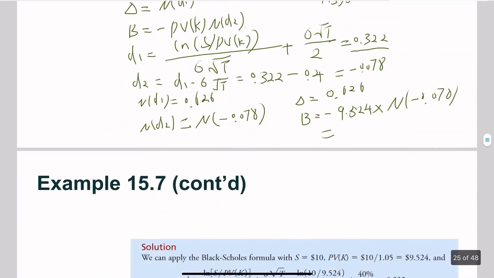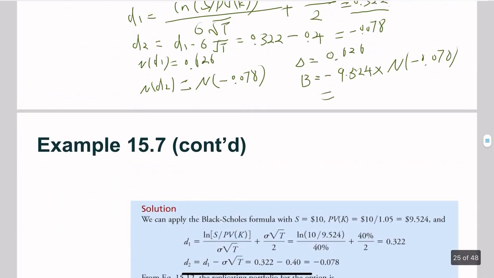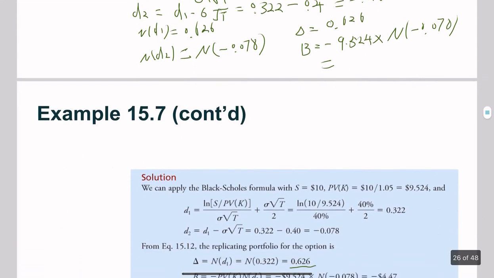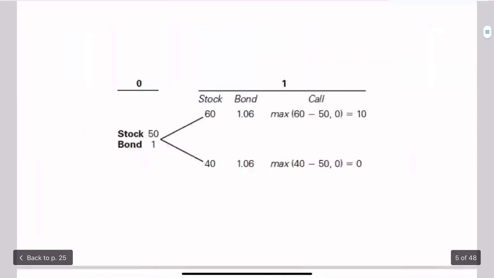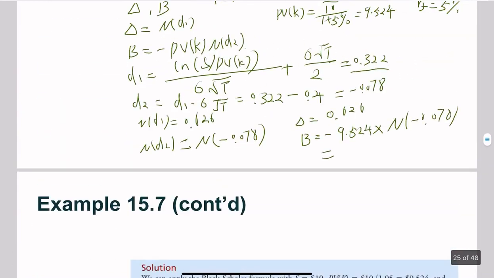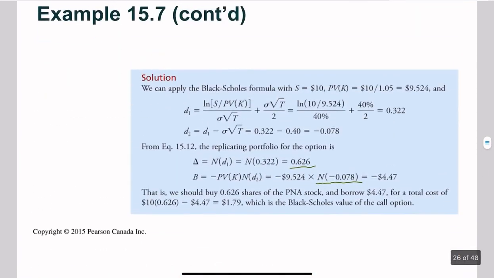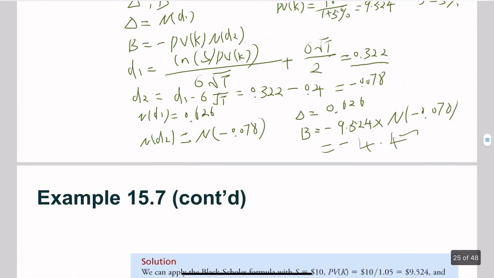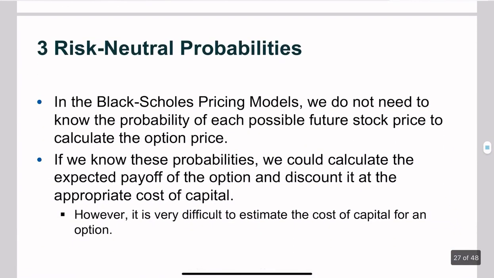Okay, great. So this would give us minus 4.47. Okay, so it basically means that you will borrow $4.47 to buy 0.626 shares. Okay, next let's talk about the third valuation model.